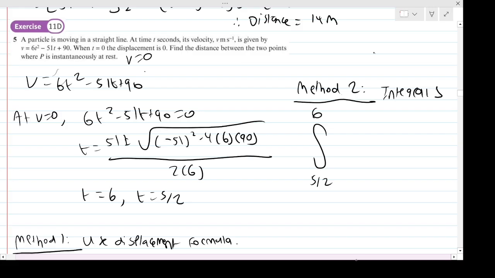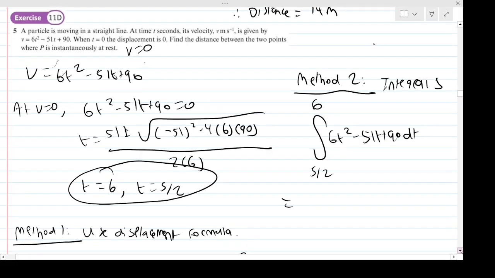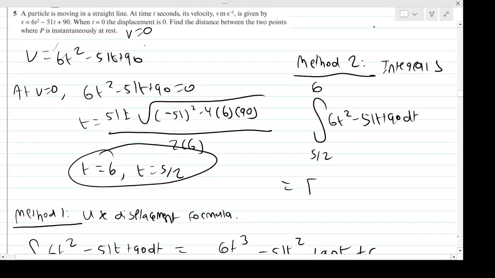Okay, so if I then integrate the velocity curve, because remember it's the area under the velocity graph that gets me the distance, so if I integrate 6t squared minus 51t add 90 dt between these two limits, between the 2 points here, because it wants me the distance between the 2 points. So then if I work that out, if I integrate that, that'd be 6t cubed over 3, which will go to 2t cubed.